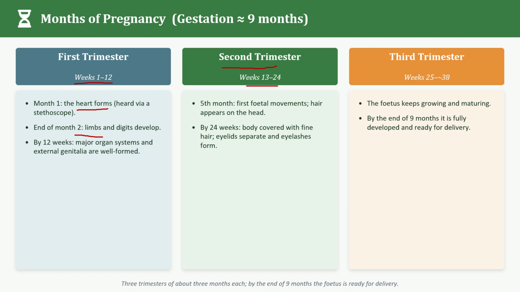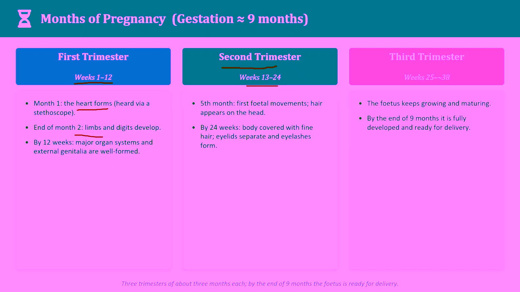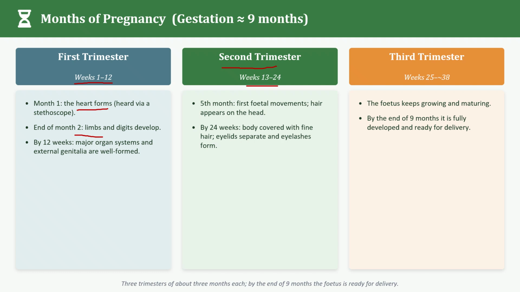That is like quickening, and then hair appears on the head of the baby, and then the eyelid separates, eyelashes develop, and the body becomes covered with fine hair called lanugo. So next is the third trimester. It is from week 25 till birth or 38 weeks.